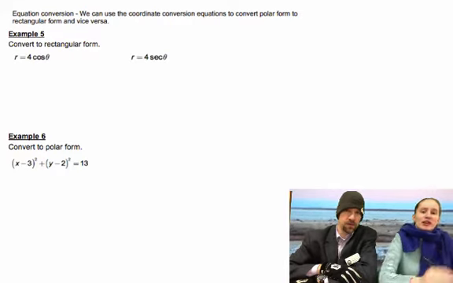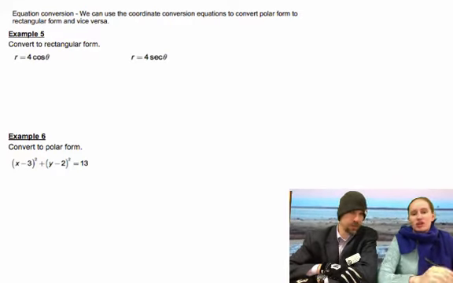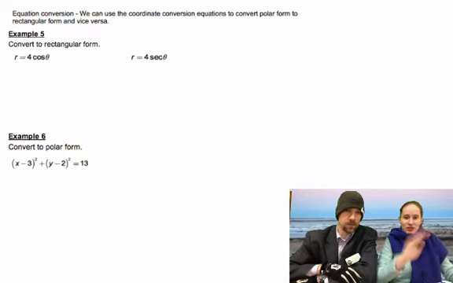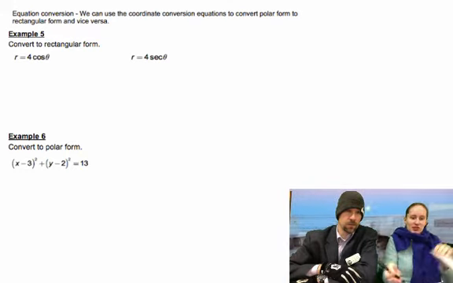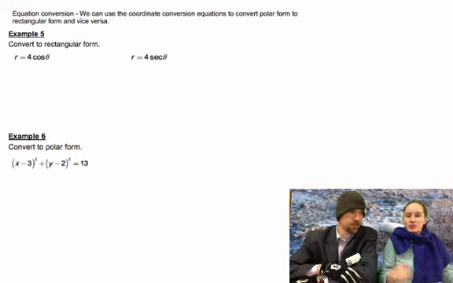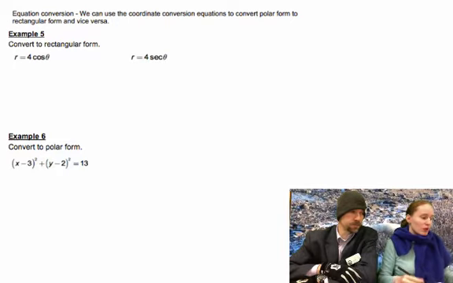Okay. All right. Equation conversion. We're going to use the things that were on the previous slide, so you may have to turn the page on your notes, or write them on the second page, something like that. We're going to convert to rectangular form.